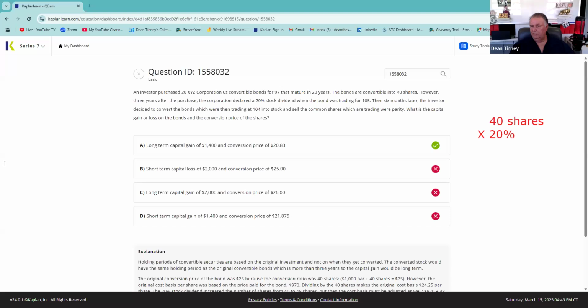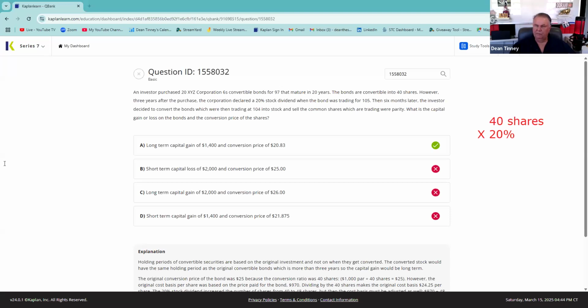The other thing I think that makes this question difficult is usually they give you the conversion price and make you establish the conversion ratio. Here, they're doing it kind of backwards. They're giving you the ratio and making you reverse engineer the conversion price, which is kind of stupid.